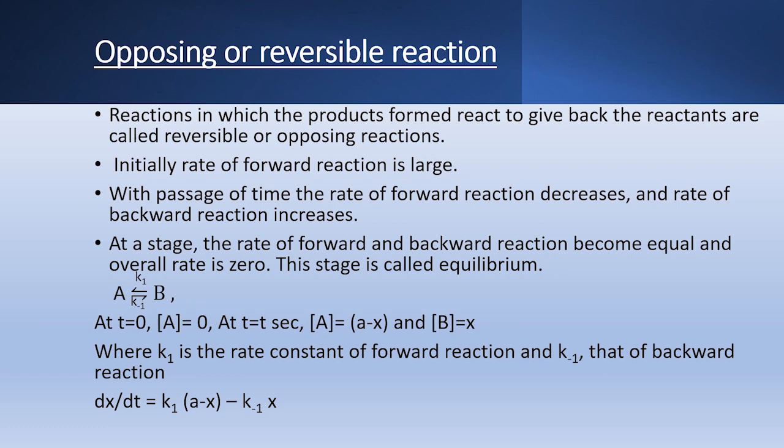So this is the rate equation, dx by dt equals, we can write rate constant into starting concentration. So for forward reaction K1 into A minus X, and for backward reaction we have to write minus K minus 1 into X. Here we take X because here the reaction is B giving A. Backward reaction is B giving A. So there the starting concentration is that of B, which is X at a time t. So this way we can write the rate expression for opposing or reversible reaction.